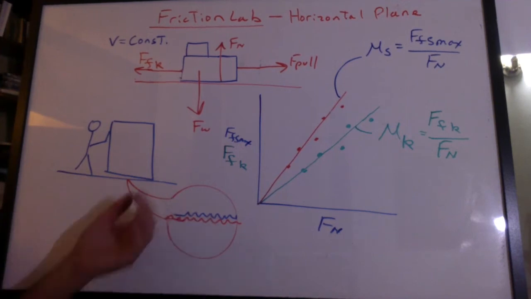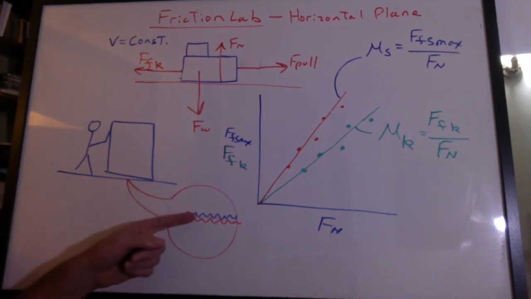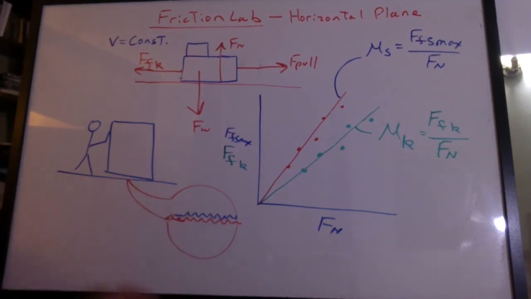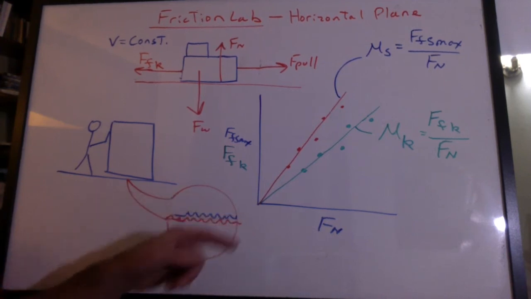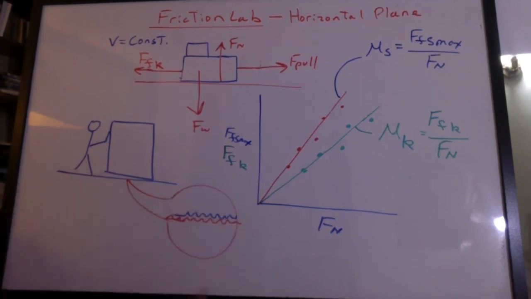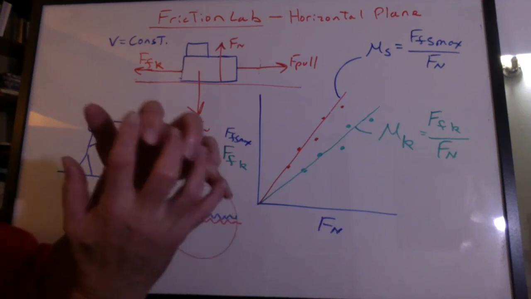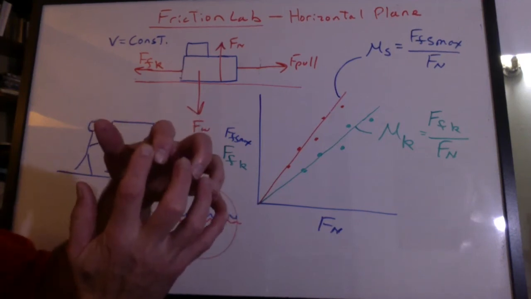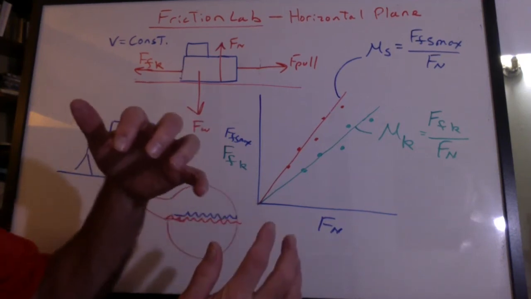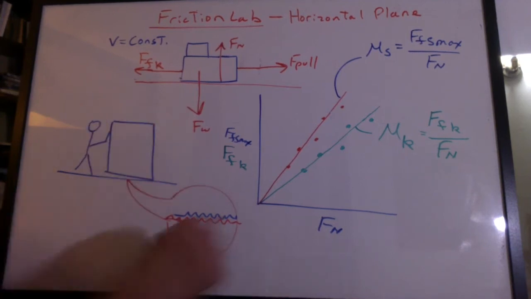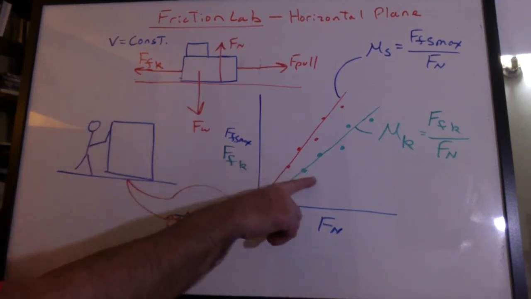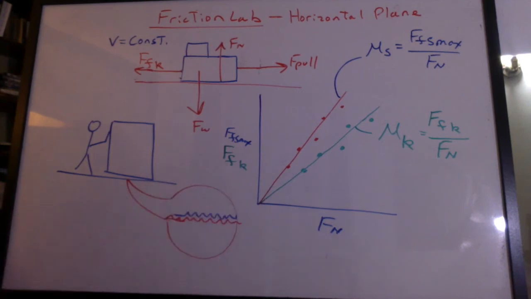We push harder, it pushes back, until all of a sudden the teeth jump out of the grooves and they start to bounce along. Now, it's a little like having a bicycle chain and the bicycle gears are engaged. And if the chain slips, all of a sudden you lose your grip. And that's what's going on, why the kinetic friction is less than the static friction.